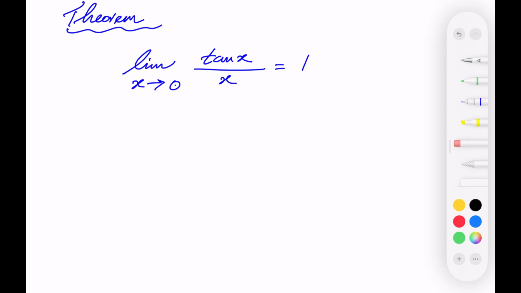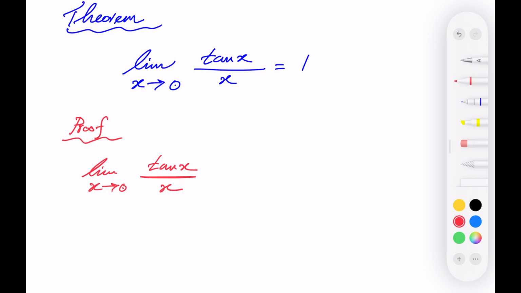Today we will see how to prove the theorem: the limit as x approaches 0 of tangent x over x is equal to 1. We need to prove on the left hand side we have limit as x approaches 0, tangent x over x. We know that tangent x can be written as sine x over cosine x. When I do that, this question becomes limit x approaches 0.